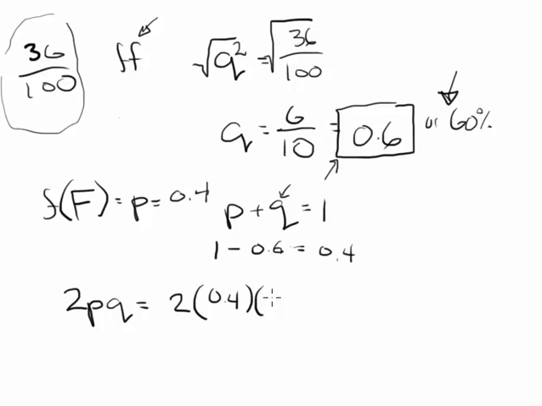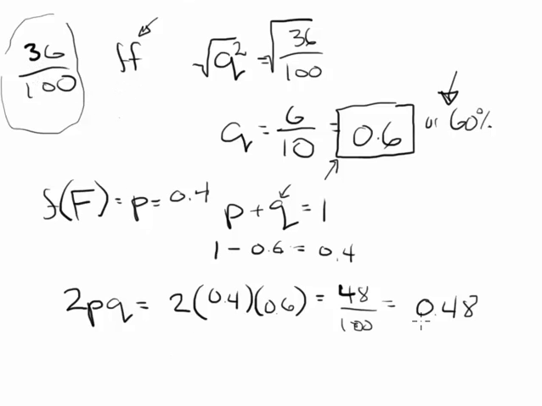And q is 0.6. And so this is equivalent to 48 over 100, or 0.48. All right, so we know a couple of things. We know the frequency of the homozygous recessive is 0.36.